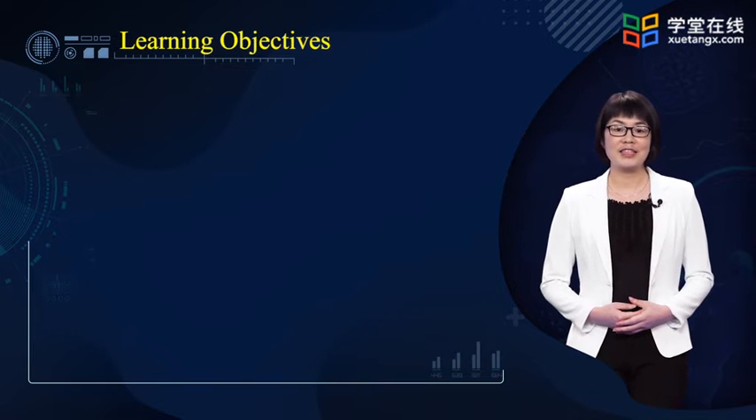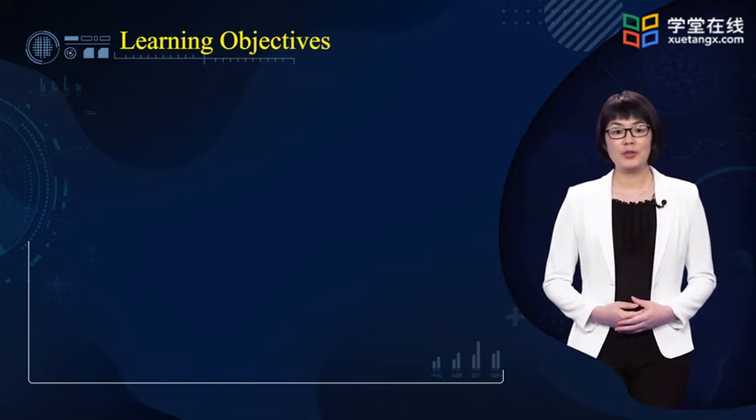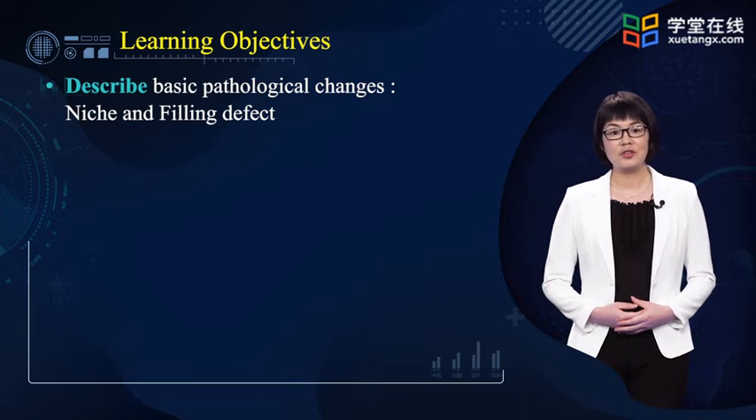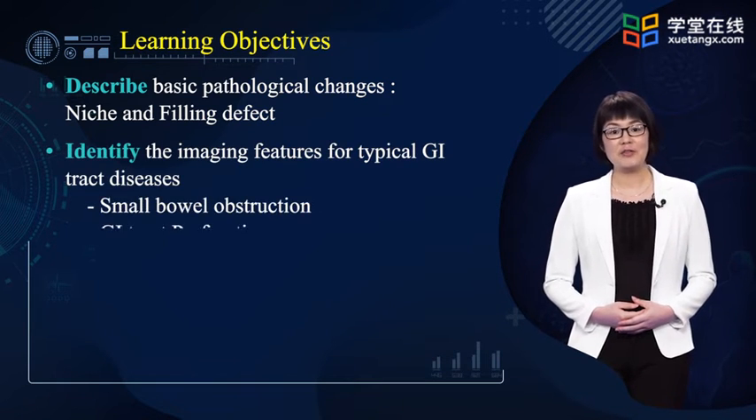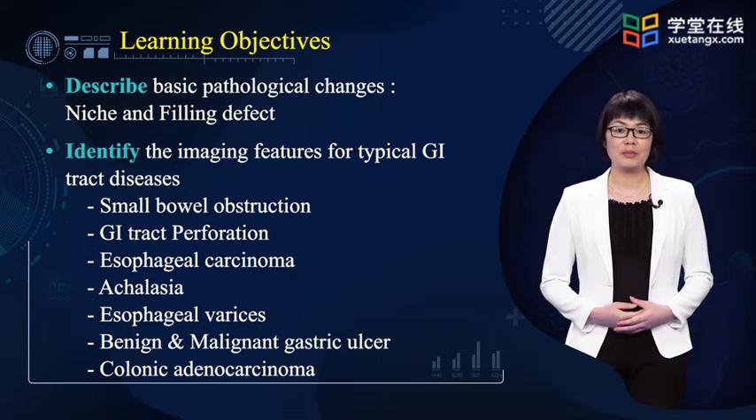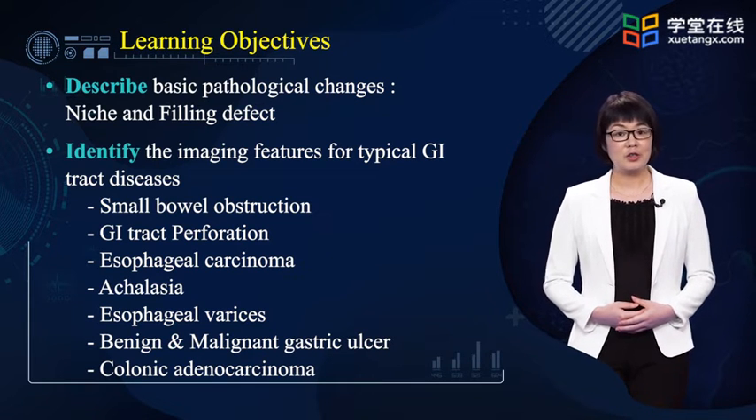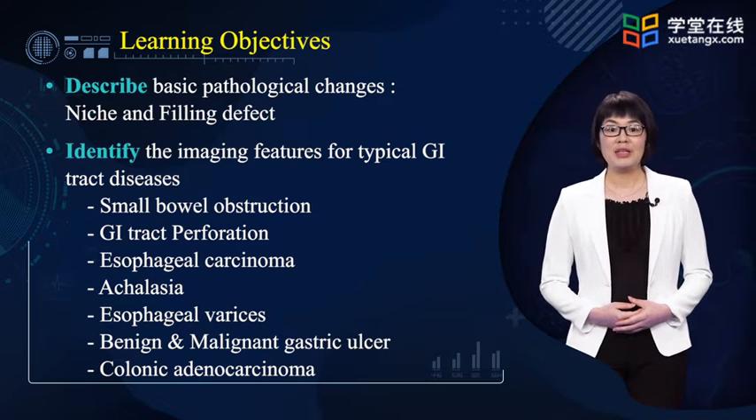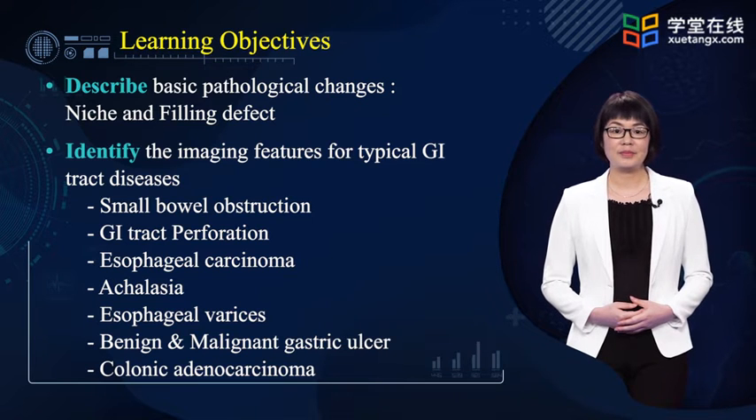Upon completion of this session, I hope you will be able to describe basic pathological changes, niche, and filling defect. Identify the imaging features for typical GI tract disease, such as small bowel obstruction, perforation, esophageal carcinoma, achalasia, esophageal varices, benign and malignant gastric ulcer, and chronic adenocarcinoma.